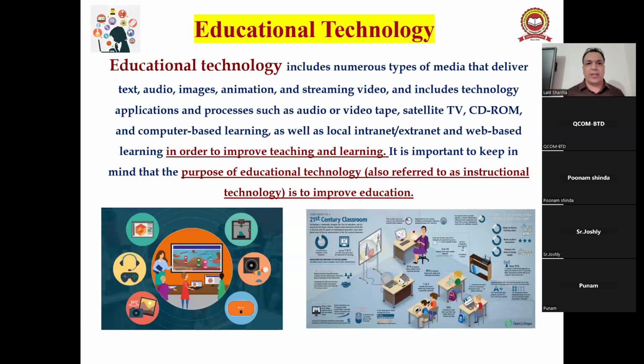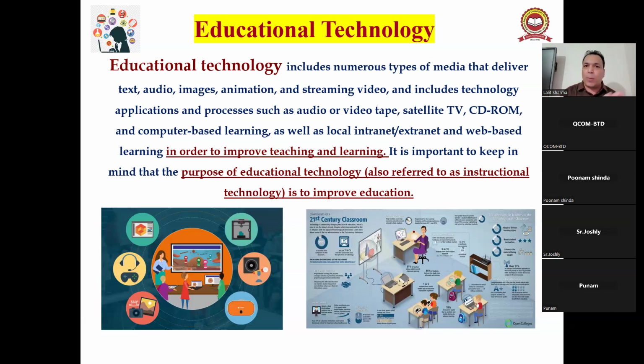Now we are going to start the lecture. Educational technology. Guys, what is educational technology? As we have done educational psychology in semester 1, right? As we have done educational philosophy. Similarly, the meaning of educational technology is using technology in education in order to improve the teaching learning process. Okay, must remember our education system is full of problems.